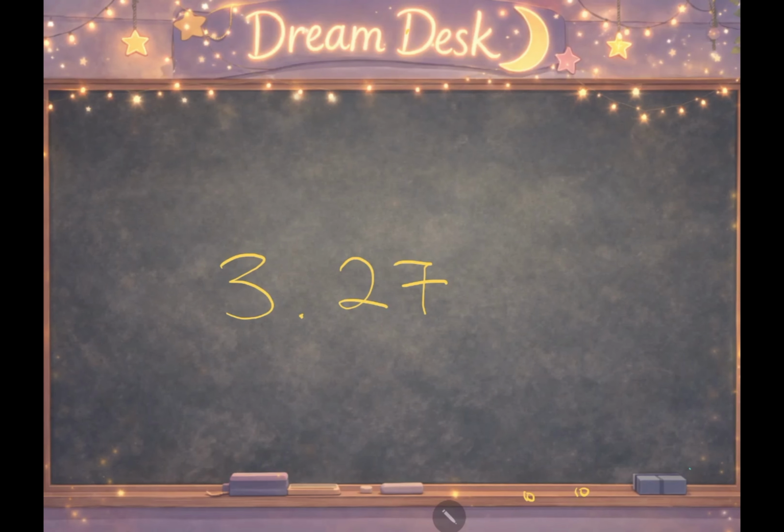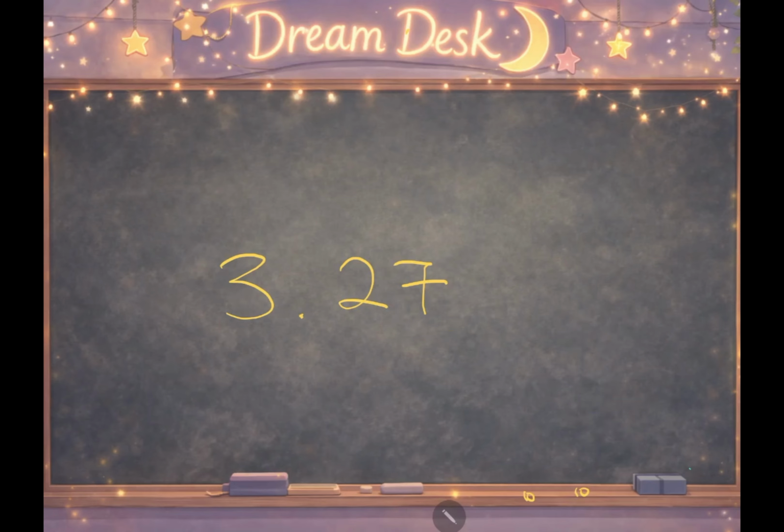What is the place value of 7? That's right, it is in the hundredth place. Then what is the value of 7? Yes, it is seven hundredths, or 0.07. You could also write this as 7 over 100. They all mean the same thing.